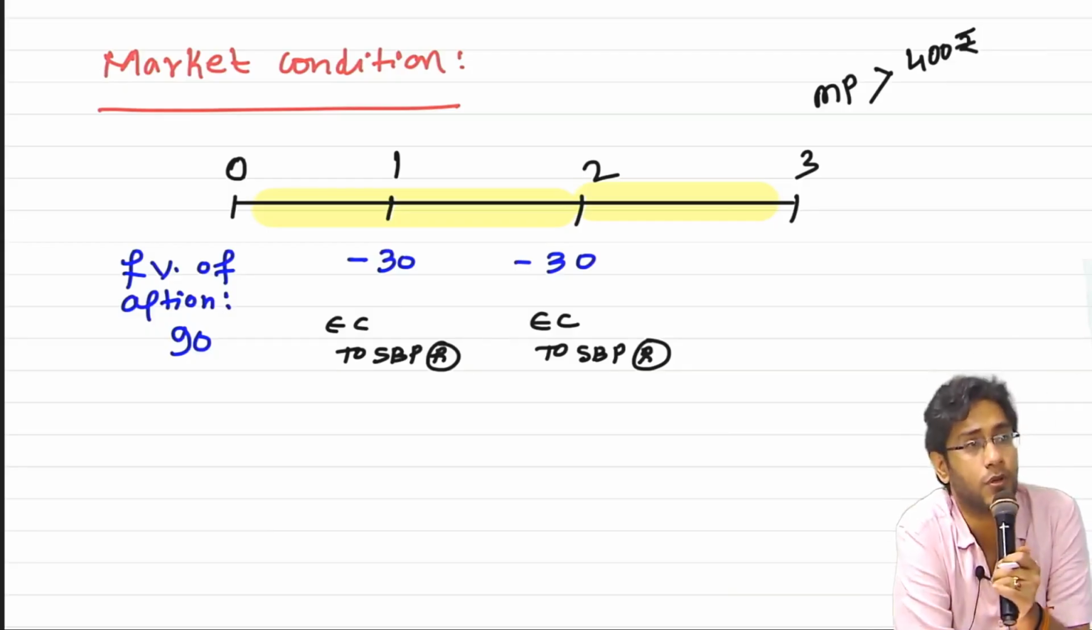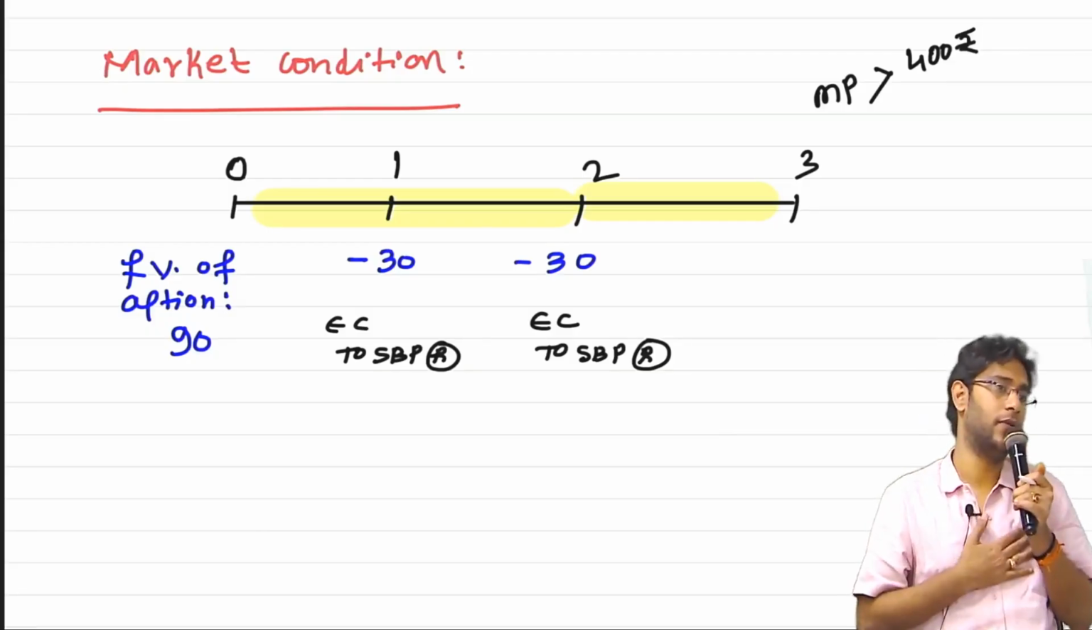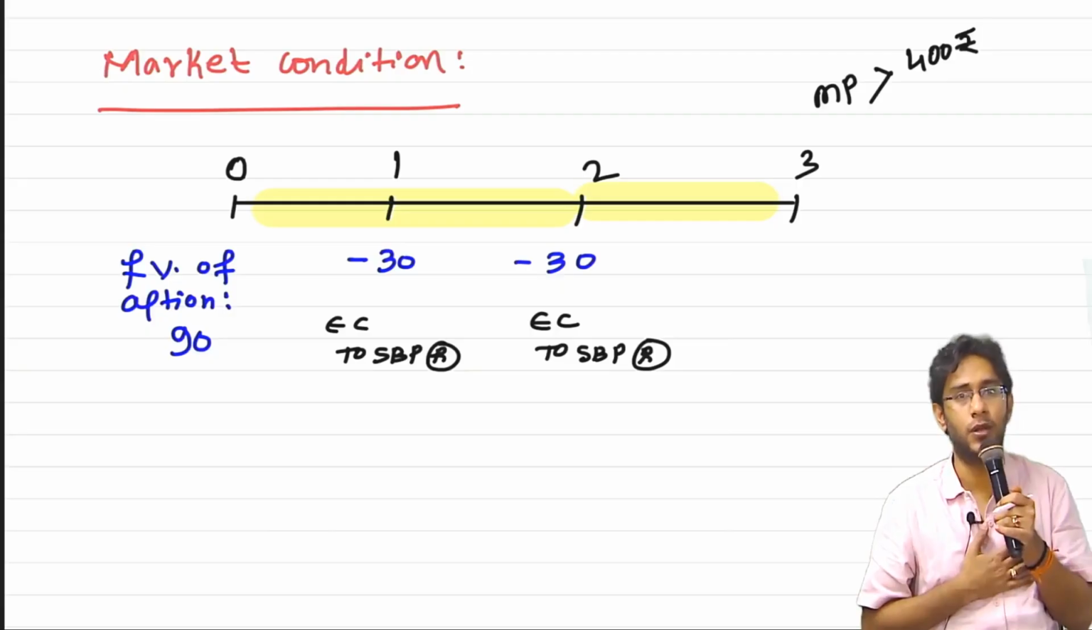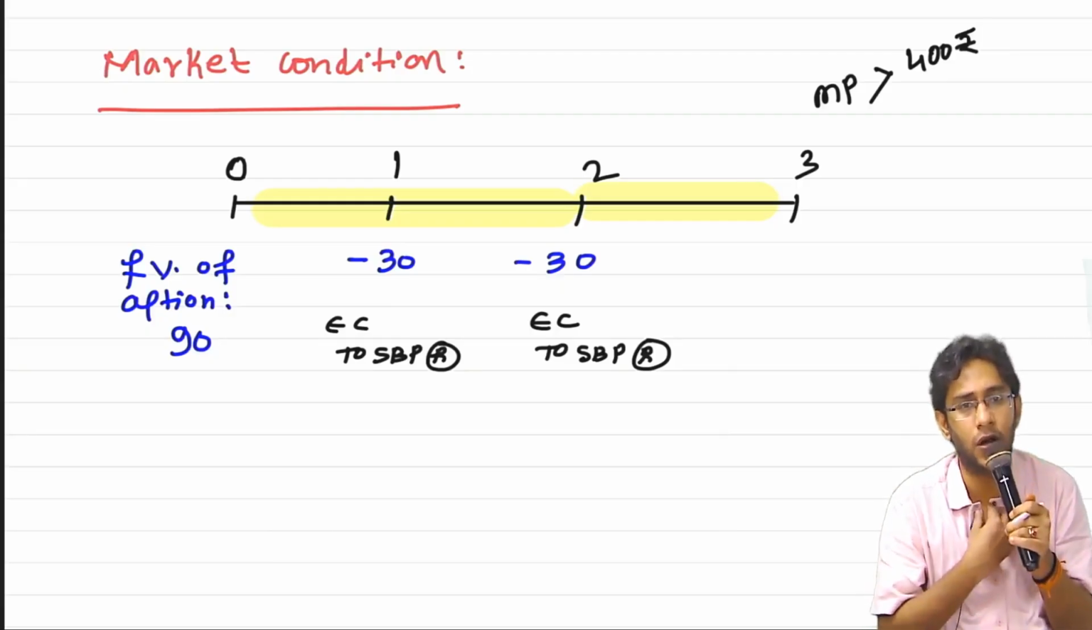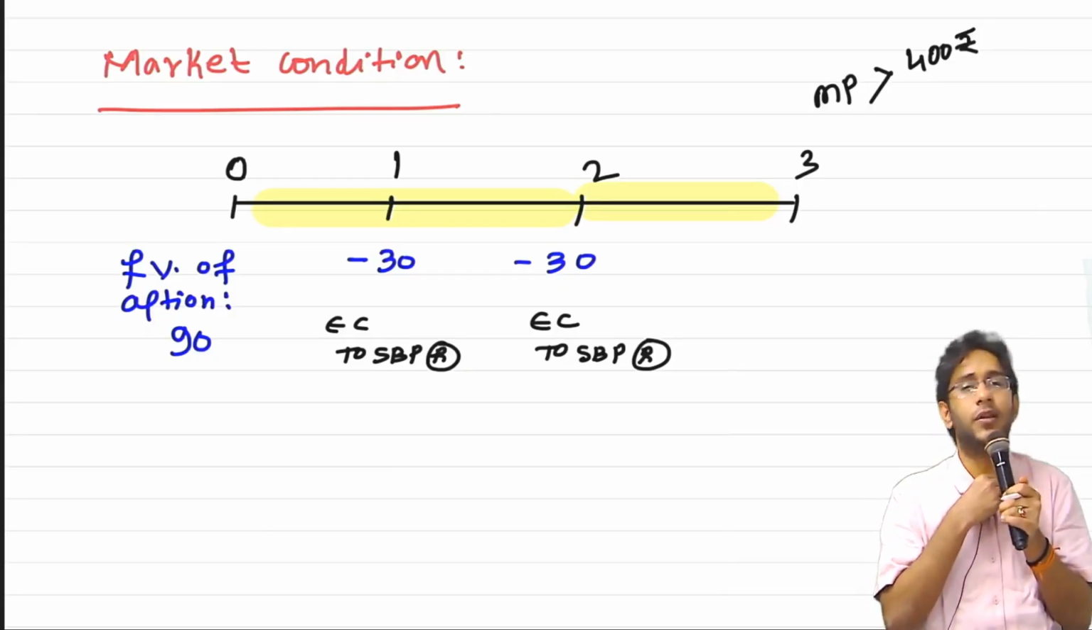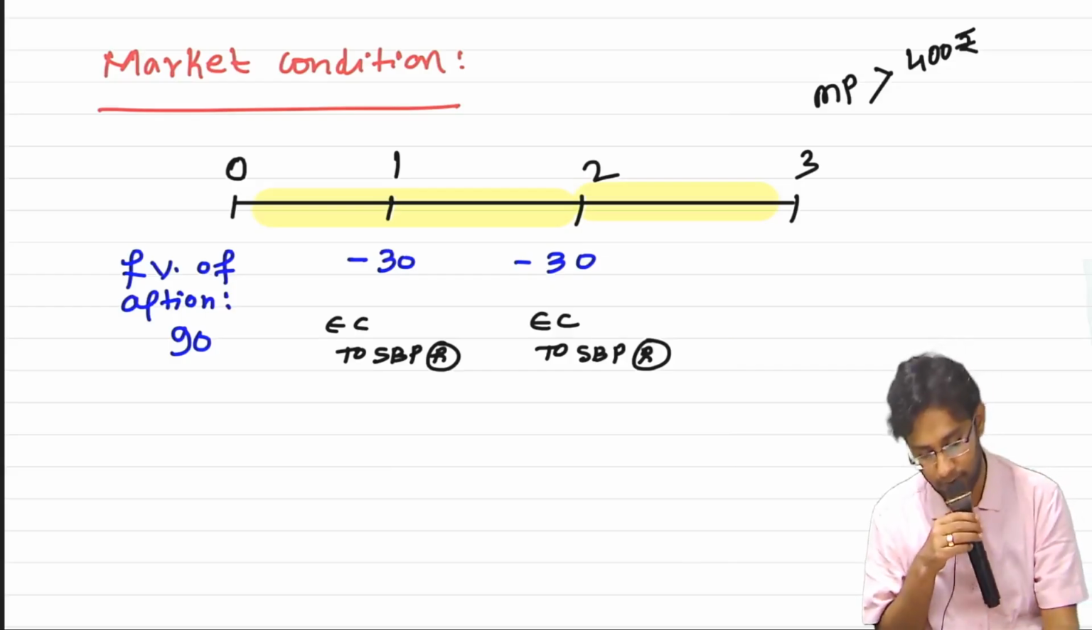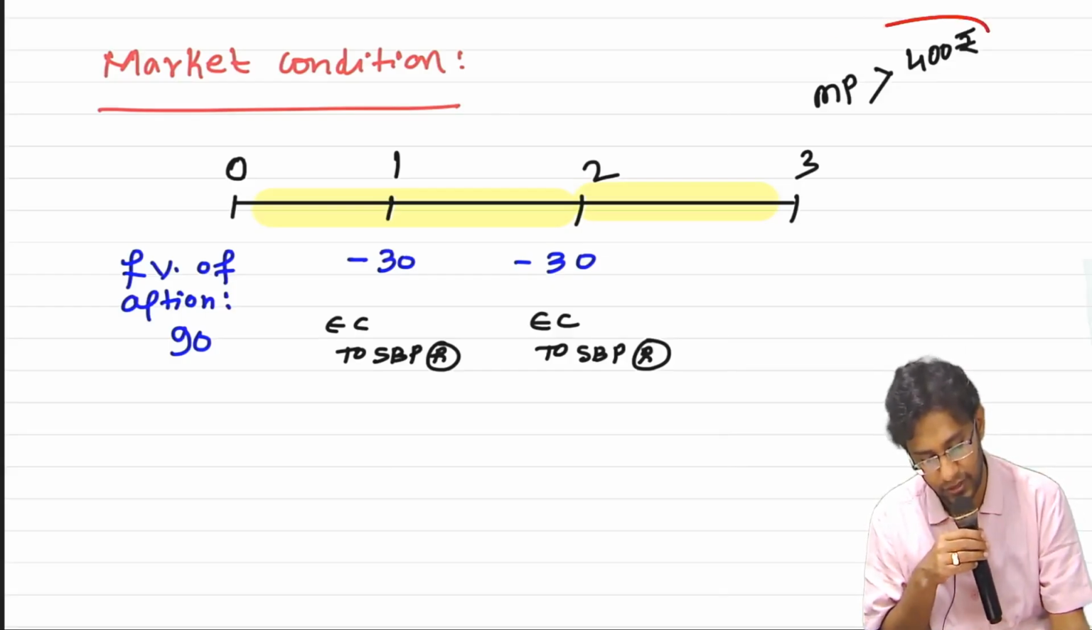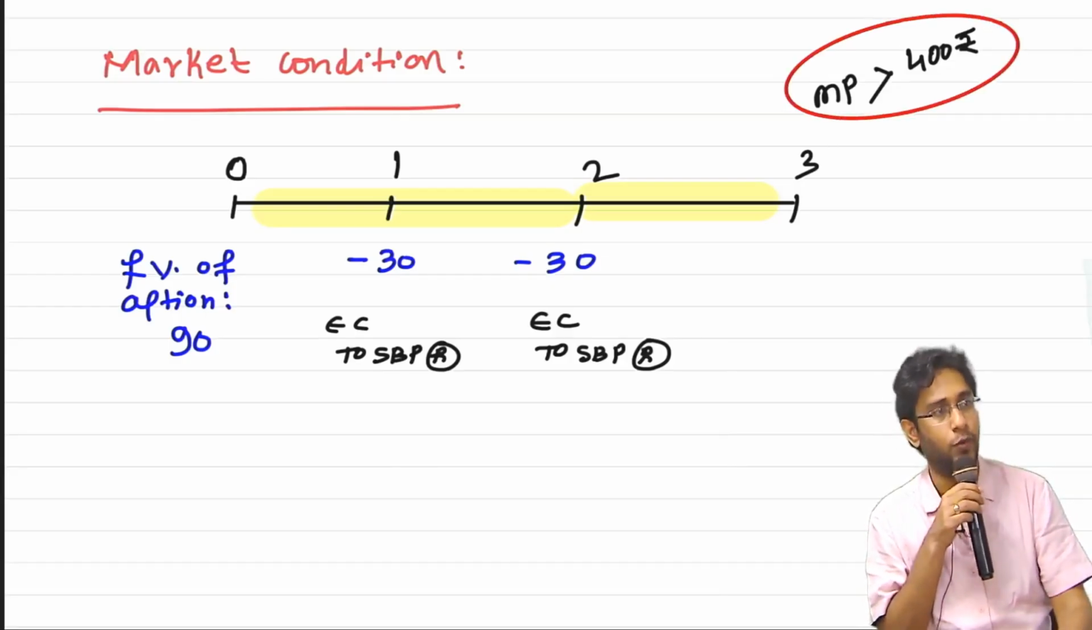Should I book expenditure or should I not book expenditure? What do you feel? It depends on whether the options are vested or not. Whether options vest depends on what here? The market condition. What is the market condition given to you? The price should cross 400 rupees.